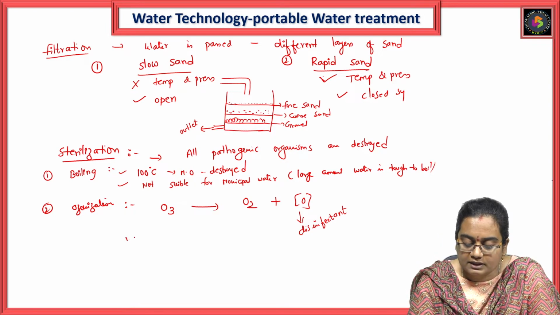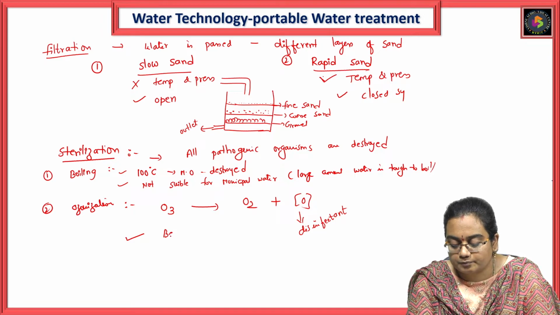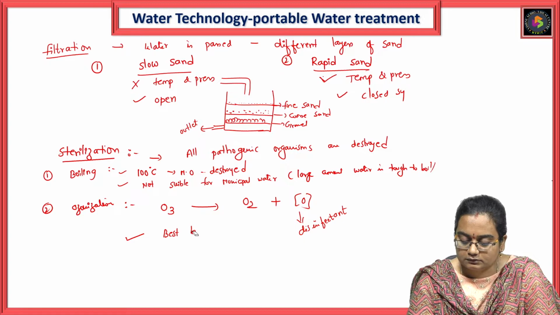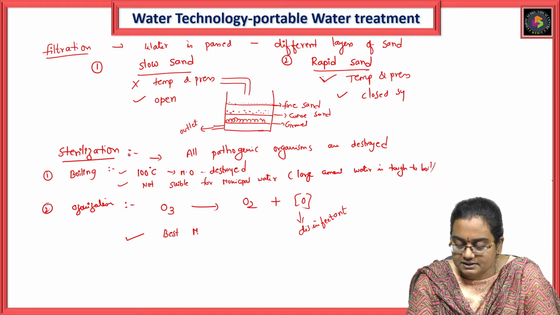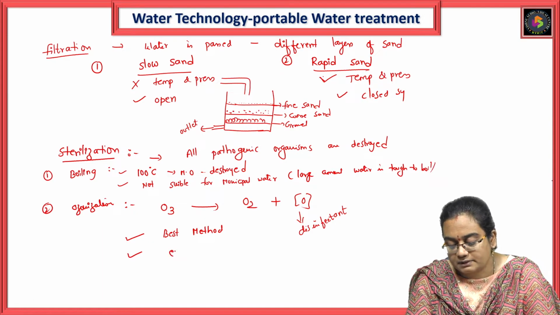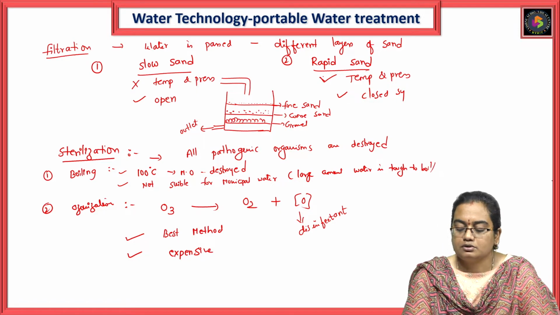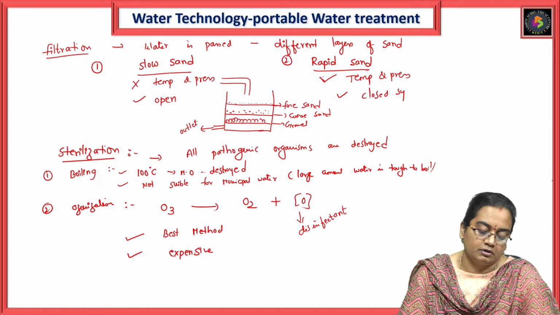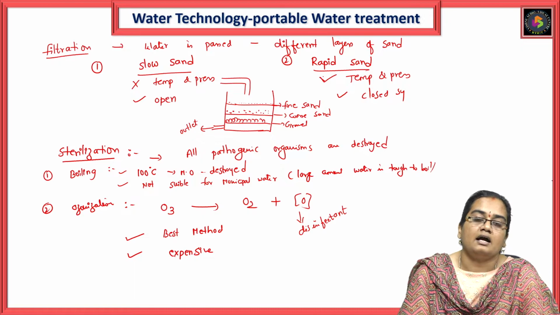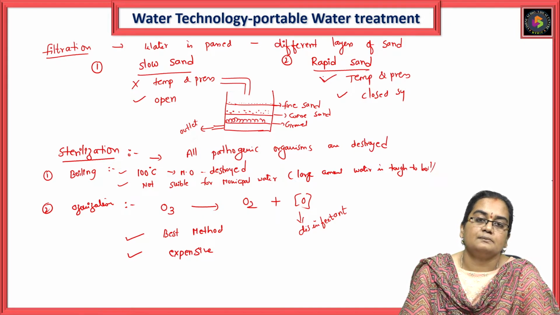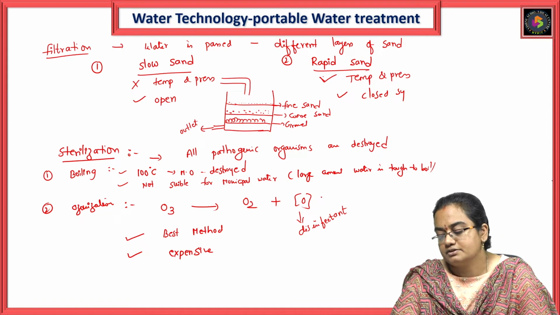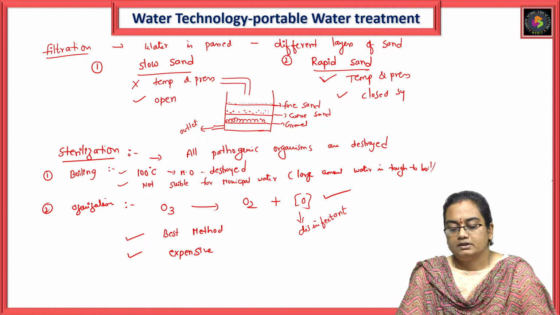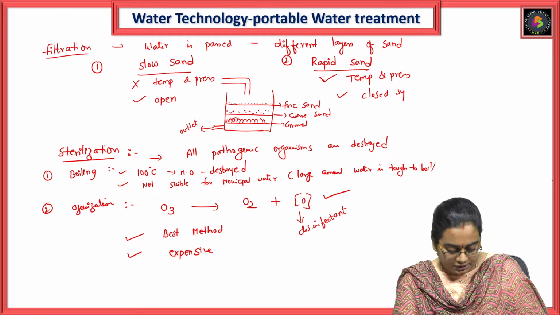Okay, the only drawback is this: it is the best method, but it is expensive. So what is the disinfectant acting to kill the pathogenic organisms when ozone is passed? It is your nascent oxygen. So this is about your second sterilization technique.